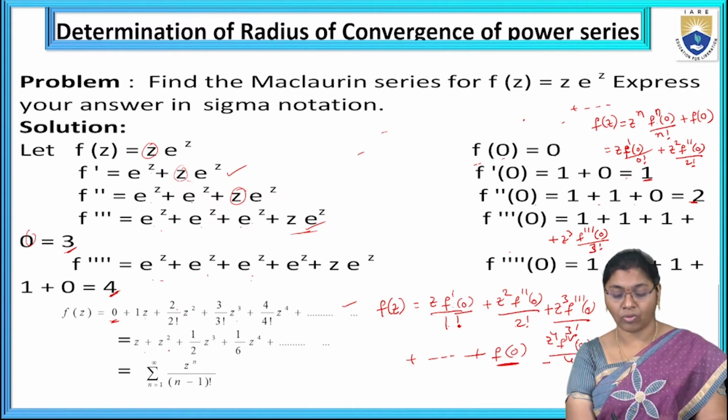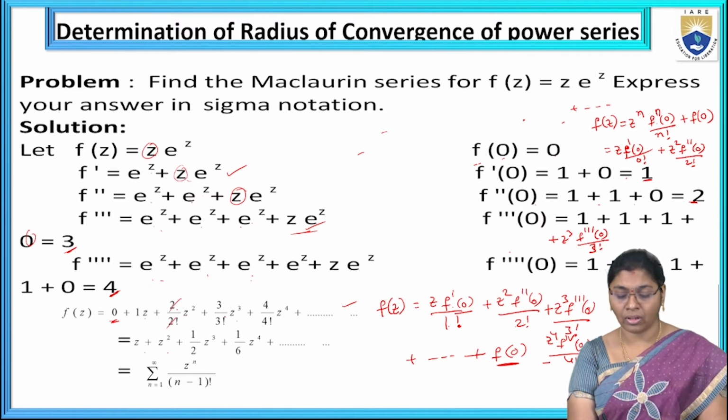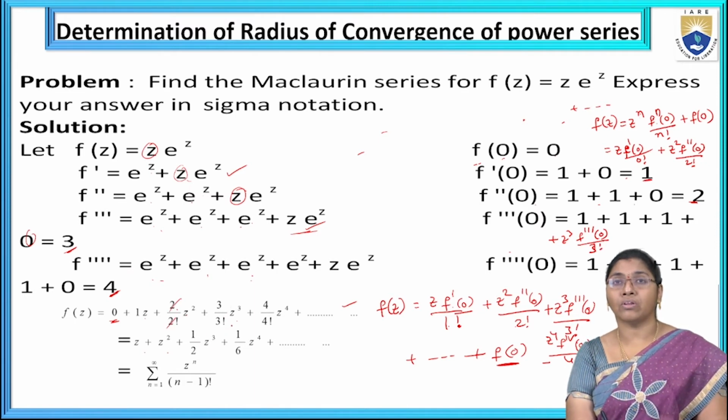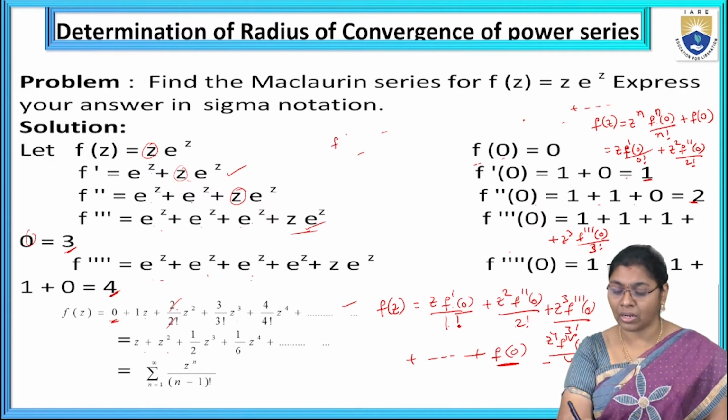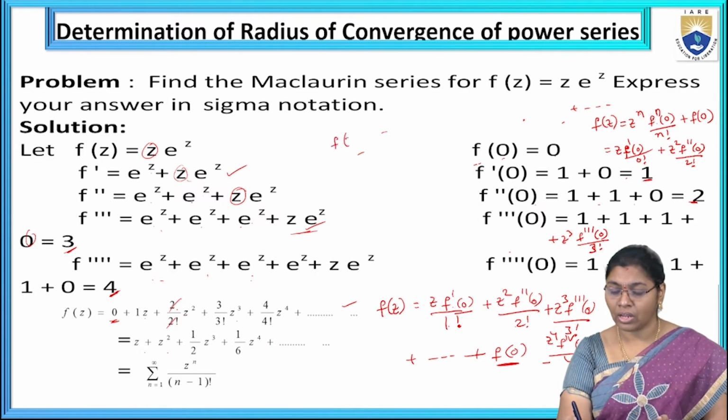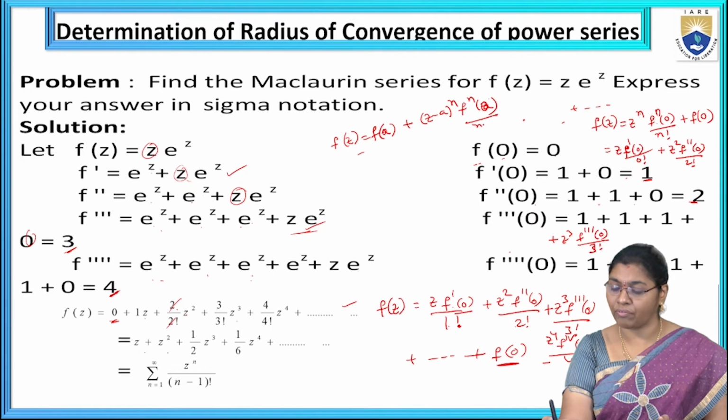Next, z plus z square by 2 factorial, the 2s cancel, and 3 factorial is nothing but 6, so 3 by 6 is 1 by 2: z plus z square plus 1 by 2 z cube plus 1 by 6 z power 4 plus up to so on. In Taylor series expansion, I forgot that one: f of z equal to f of a plus z minus a whole power n into f power n of a by n factorial.